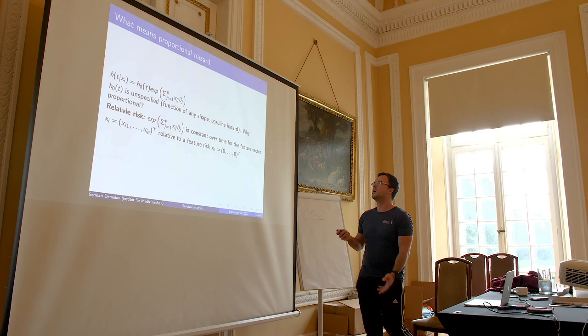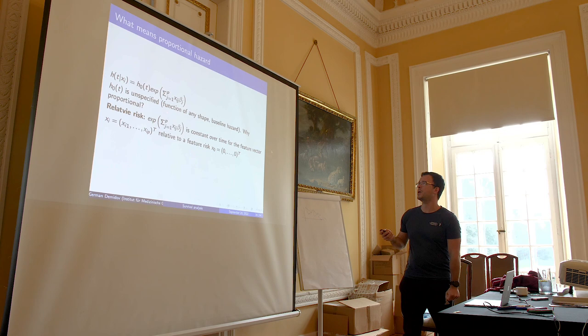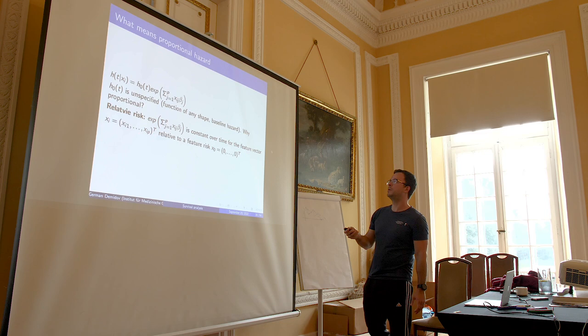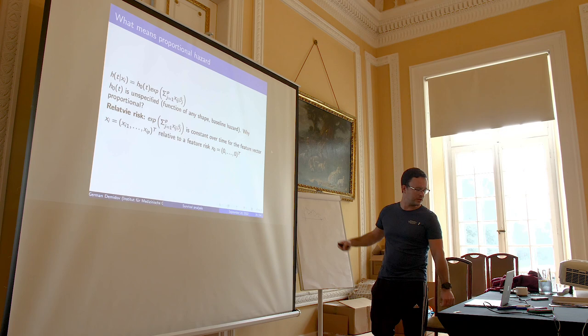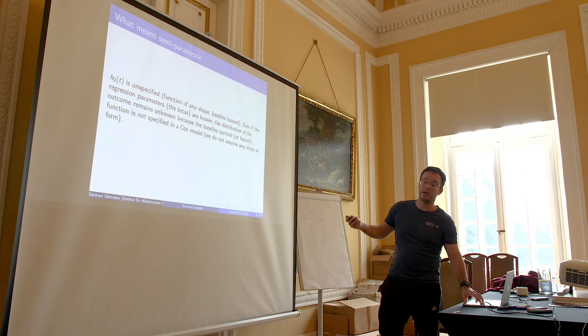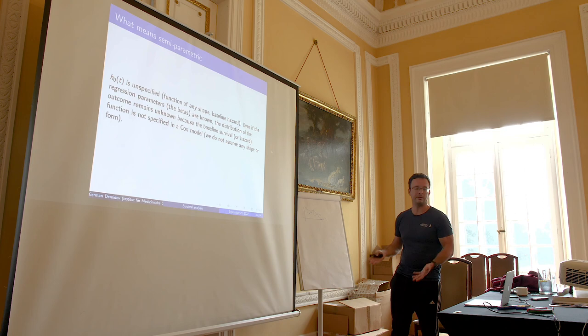So the relative risk of the patient remains constant, which means that for patients with some predictors, if you calculate the hazard ratio through the time course, it will be the same all the time. This I already explained. It's why it's called semi-parametric, because one component is parametric, the regression component, and the other component can take any values.